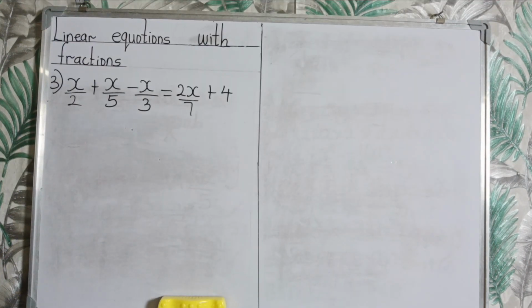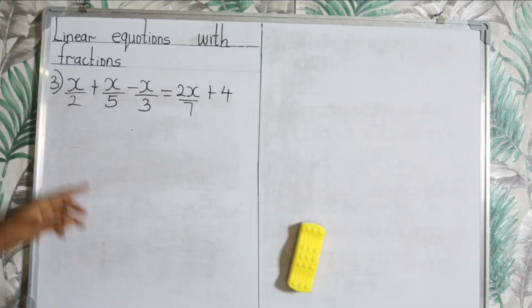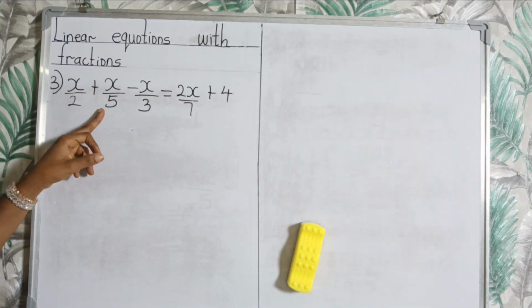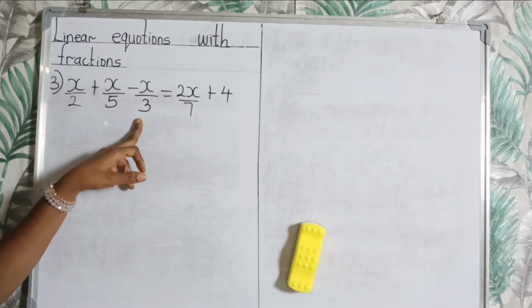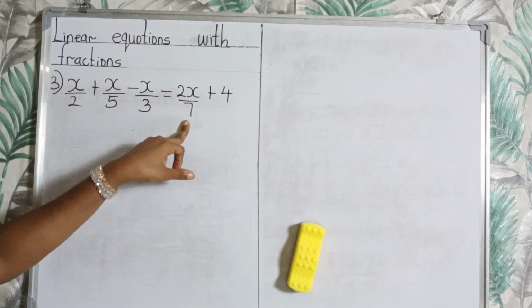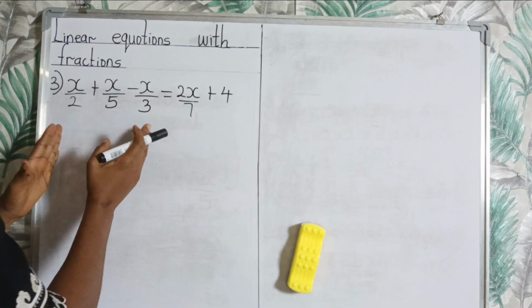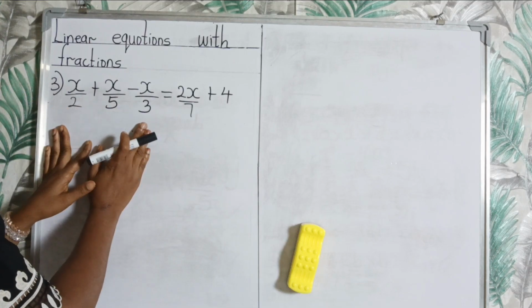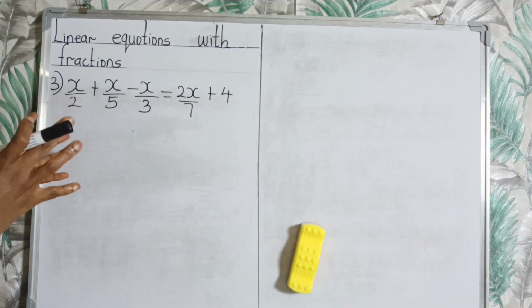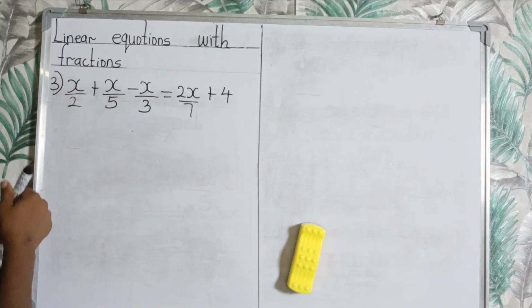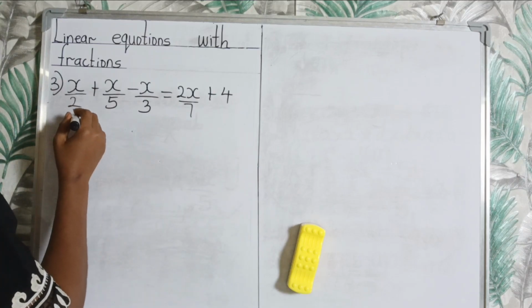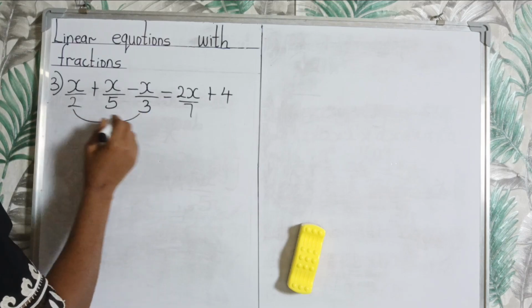Okay, for question number 3, we have x divided by 2 plus x divided by 5 minus x divided by 3, and this is equal to 2x divided by 7 plus 4. This looks a little complicated, but we can actually work it out by clearing the fractions. Now I'm going to work with the left hand side first, because if I bring everything together, it's going to be a lot more complicated. So let's get the common denominator for these three fractions.